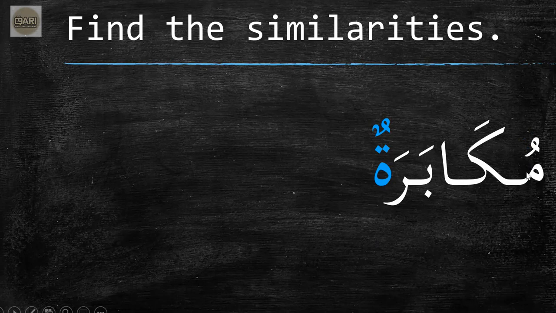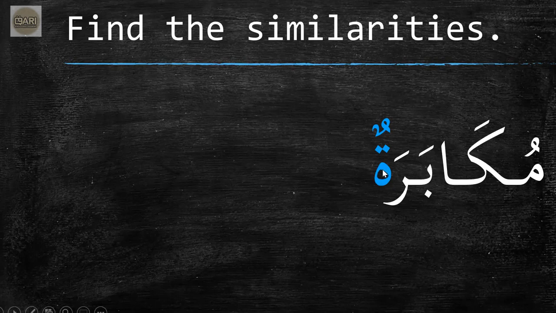Our next word is mukabara. Mukabara. We have 1, 2, 3, 4, 5, 6 letters. We've got 3 letters to take off. Okay, so we're going to start. Remember, meme in the front, take that off. Now, when ta marbuta comes in the back like this, 98% of the time it is going to be extra.